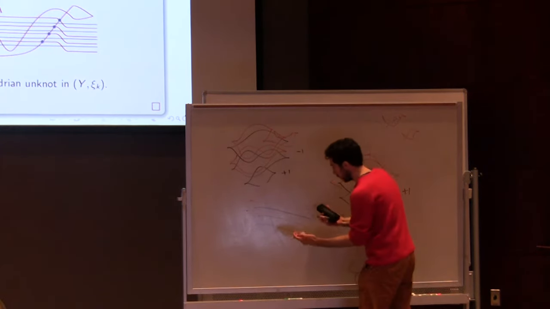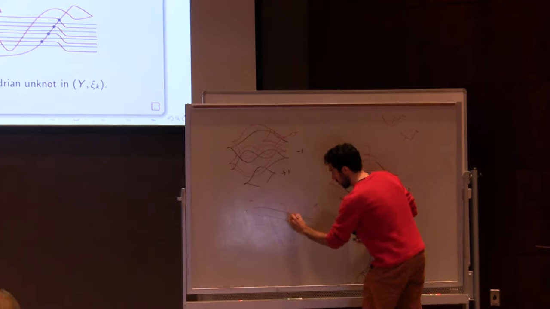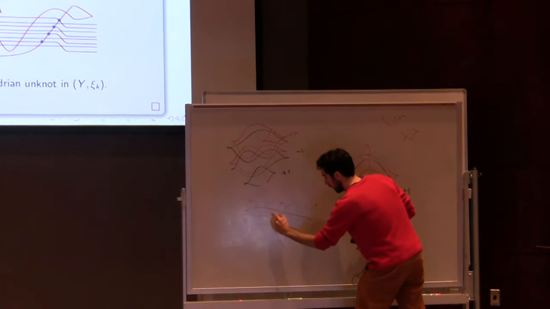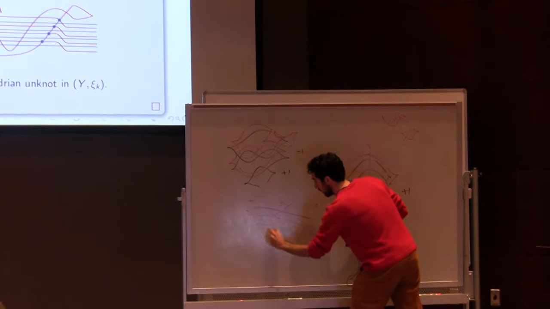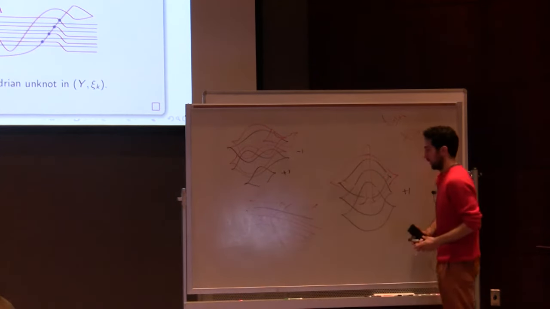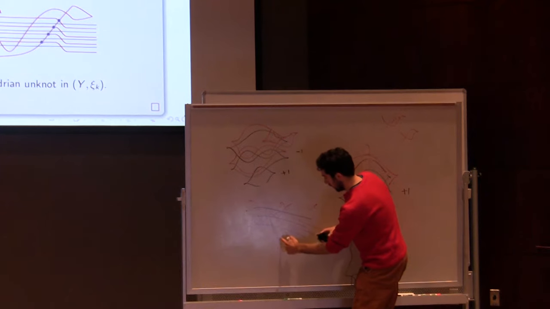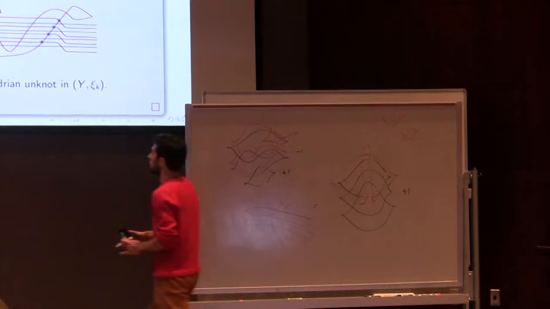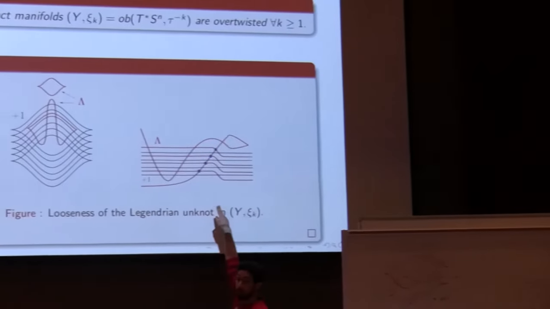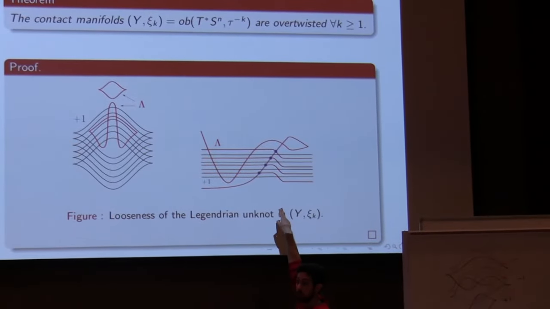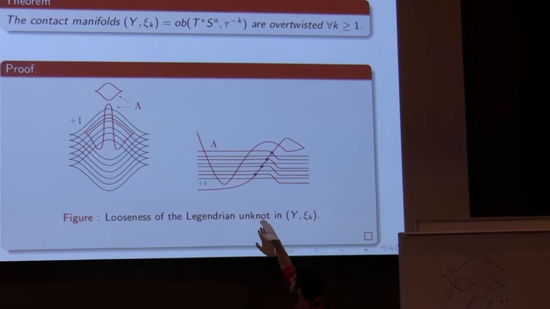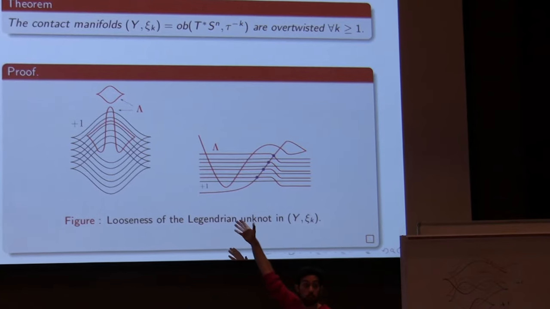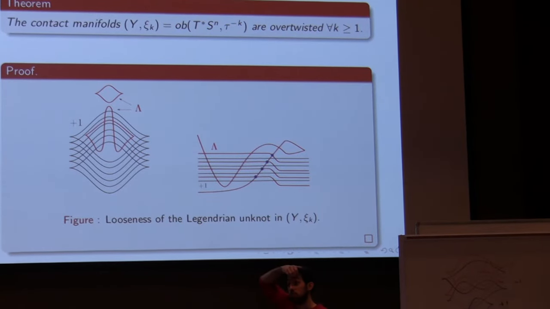And I won't bore you with the details. But essentially, you start handle sliding like that. And then you handle slide again in here. And you handle slide again in here. OK? And then you start moving this part up. And if you do that, you're going to prove that the guy on the left-hand side is isotopic to the guy on the right-hand side, okay? Where the dots mean that they're cones. So that proves that the red guy is loose. But the red guy was initially the knot. So in this manifold, the knot is loose.